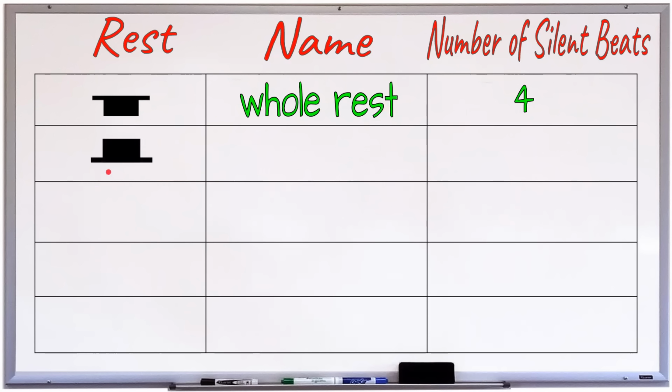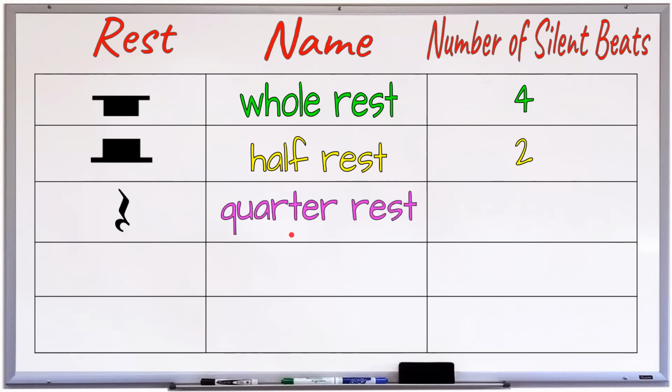For this one, it's the opposite of the first one. Its rectangle is facing upward, and it's called a half rest. Again, half rest. It receives 2 silent beats. Next, this one looks like a crooked letter Z to me, and it's called a quarter rest. Again, quarter rest. It has 1 silent beat only.